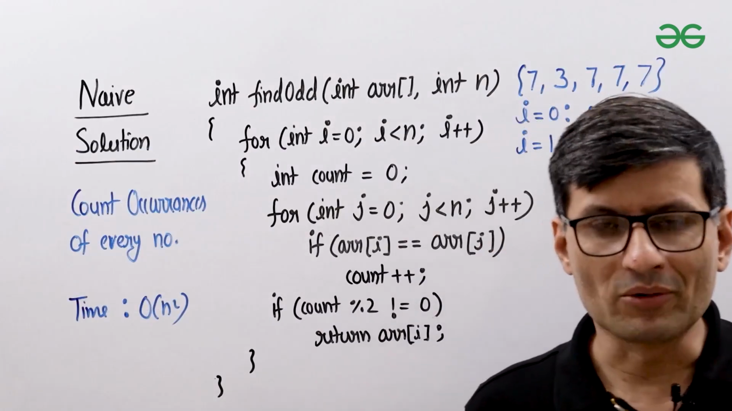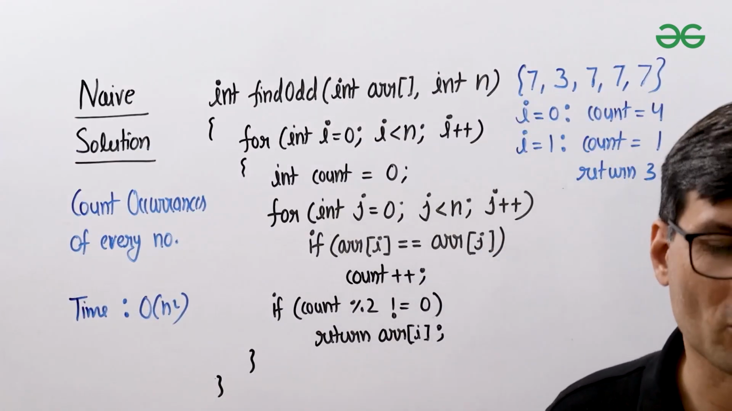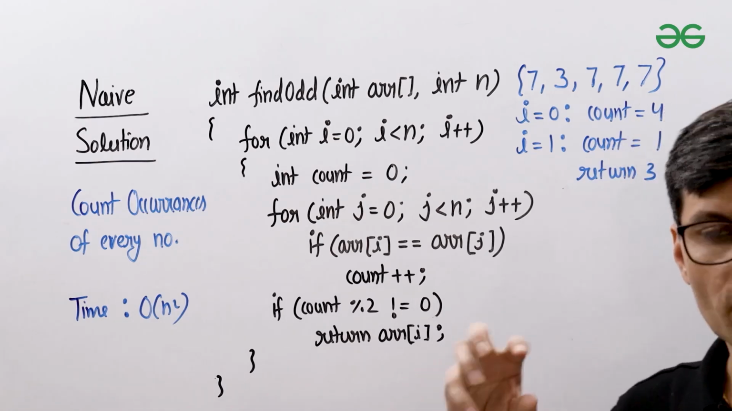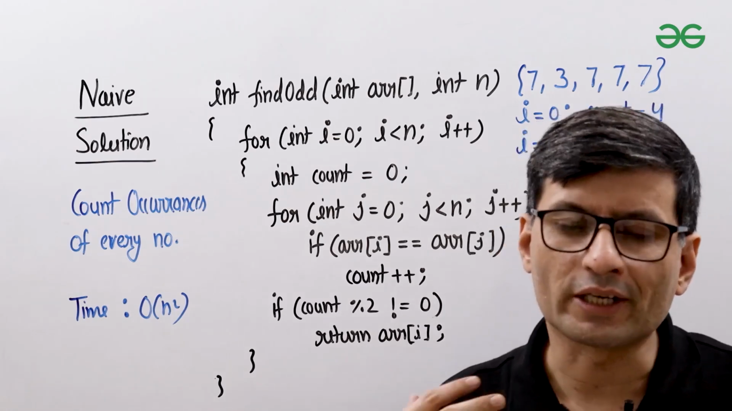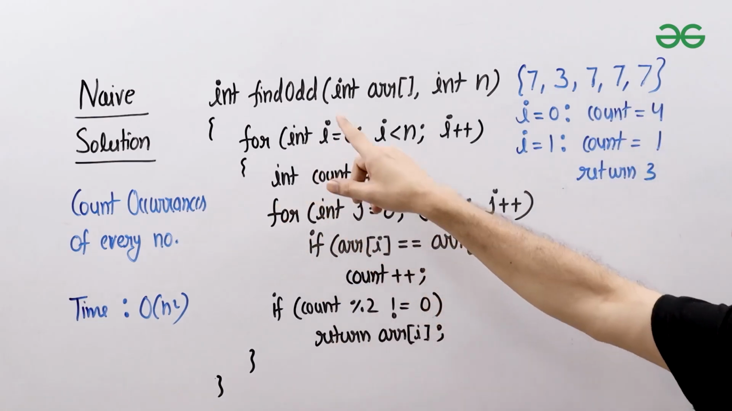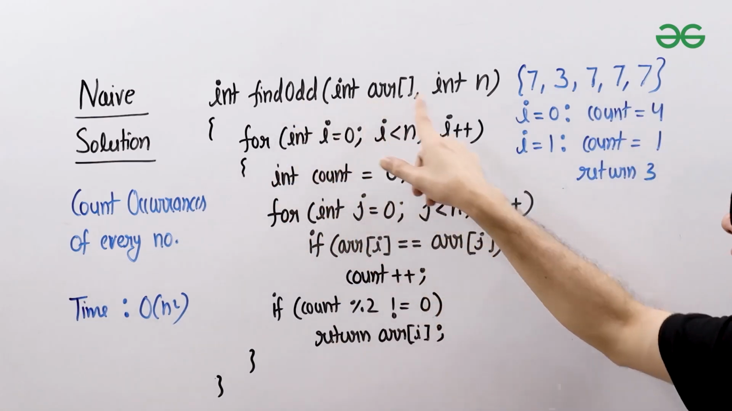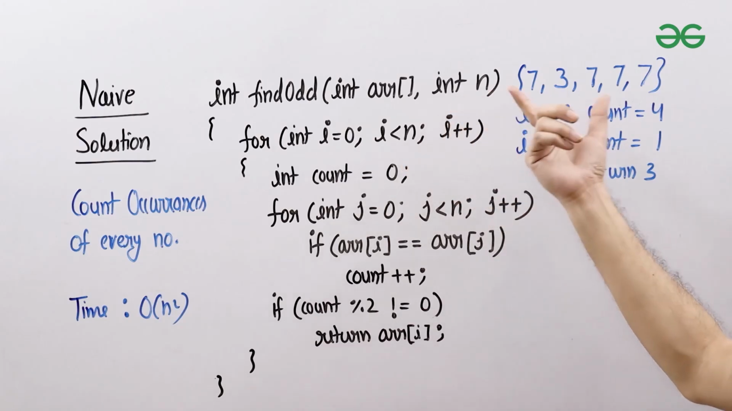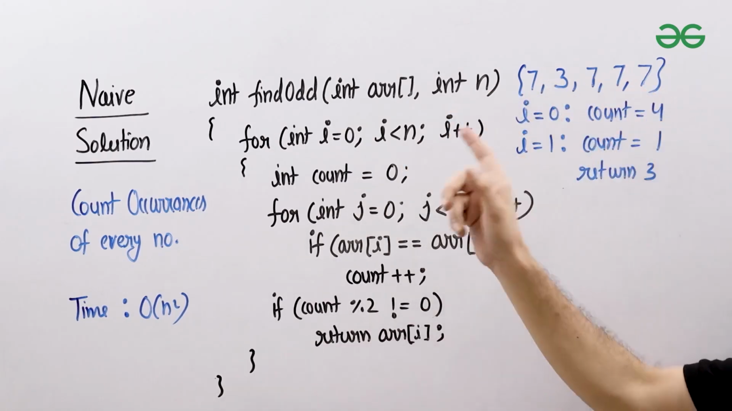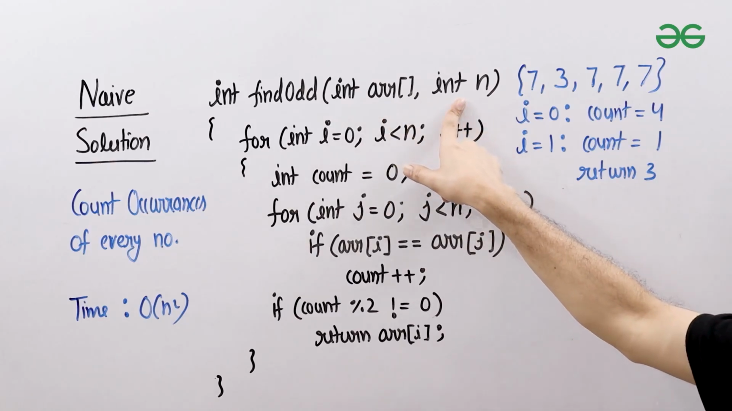Let us first talk about a naive solution to solve the problem. The idea of the naive solution is to traverse through the array. For every element, count the occurrences of it, right? So we traverse through the array this way. We have a function findOdd that takes the array and size of the array as input, right? For example, this is going to be our array and the size of this array is 5. So we are going to pass this array and its size, 5.